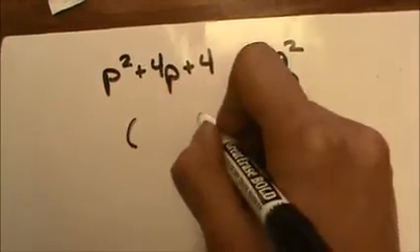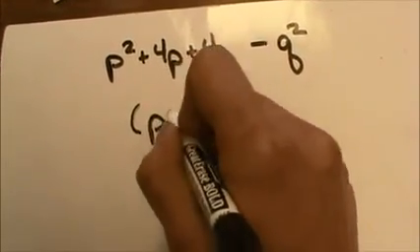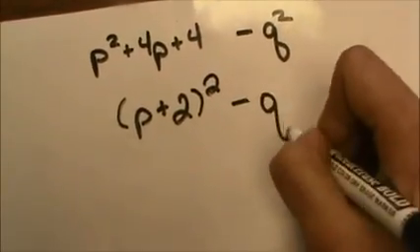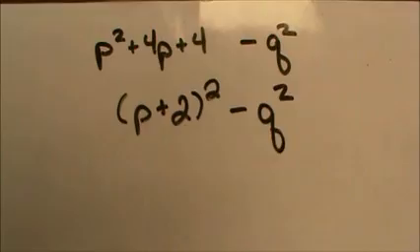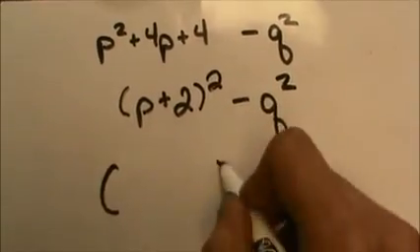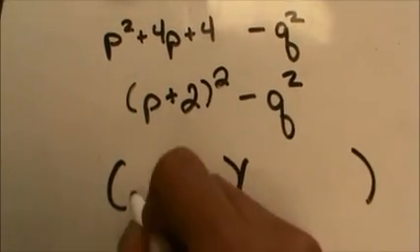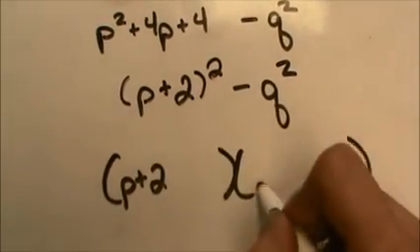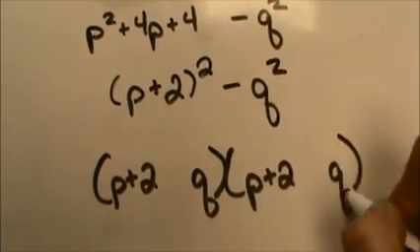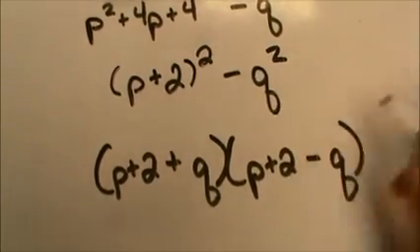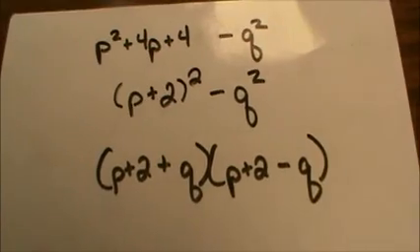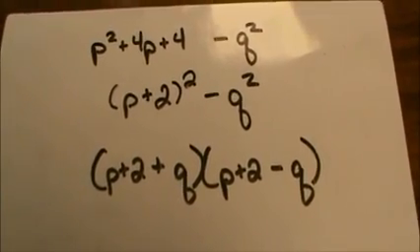Actually, this can be factored into p plus 2 squared. Bring down your minus q squared. What I have now is the difference of 2 squares, the dose rule. That means my p plus 2 goes in front. Q goes behind. This one's being added. This one's being subtracted. I'll take a look and see if I need to clean up any of my terms. I cannot combine any like terms, so I am done.